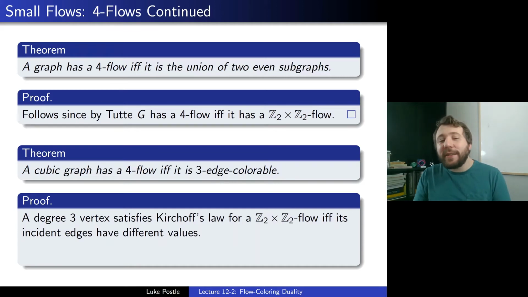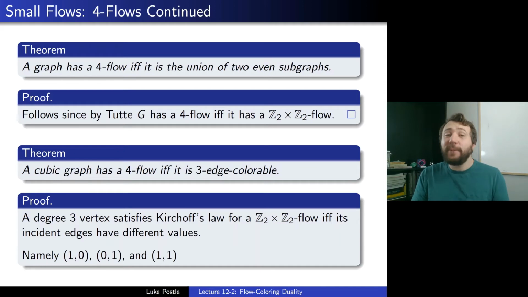Well, again, a degree 3 vertex satisfies Kirchhoff's law for a Z2 cross Z2 flow if and only if its incident edges have different values. So think about 3 edges coming in. In the first coordinate, you have to be even, so there would have to be 2 values that are 1, and the same in the second coordinate. And since they're not allowed to be 0 anywhere, they have to all be different. Namely, you'd have to have 1,0, 0,1, and 1,1 at each of the 3 different edges.